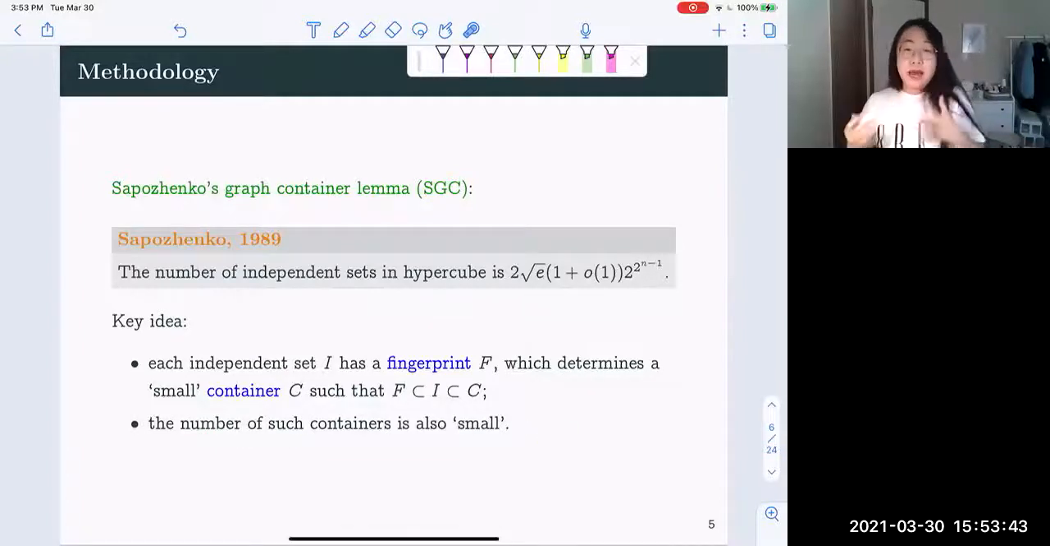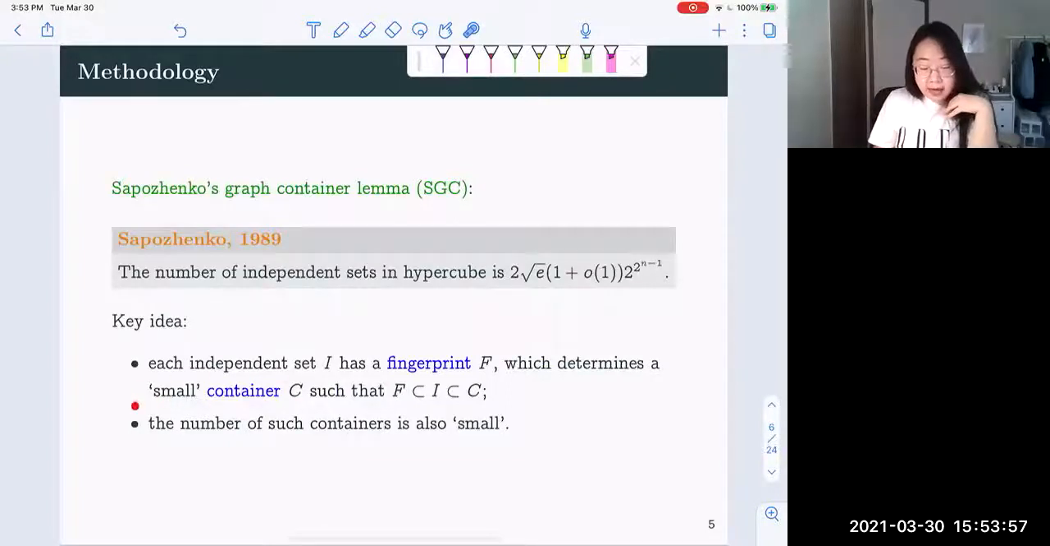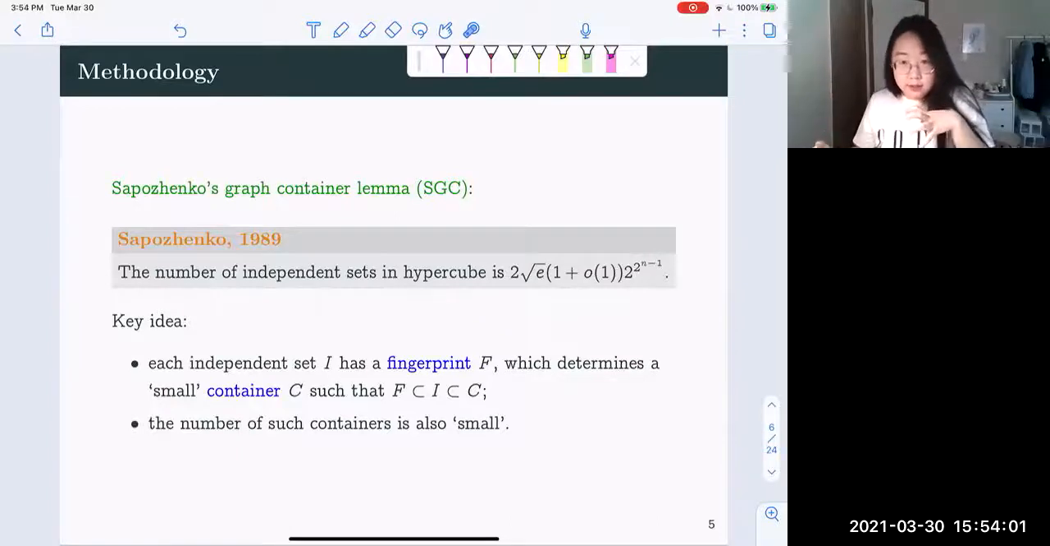So once we have those containers, then instead of counting independent sets directly, all we need to do is to give a bound on the number of independent sets in each container. And this number is supposed to be small because now we have a much smaller container compared with the original ground set. That's where the saving comes from.